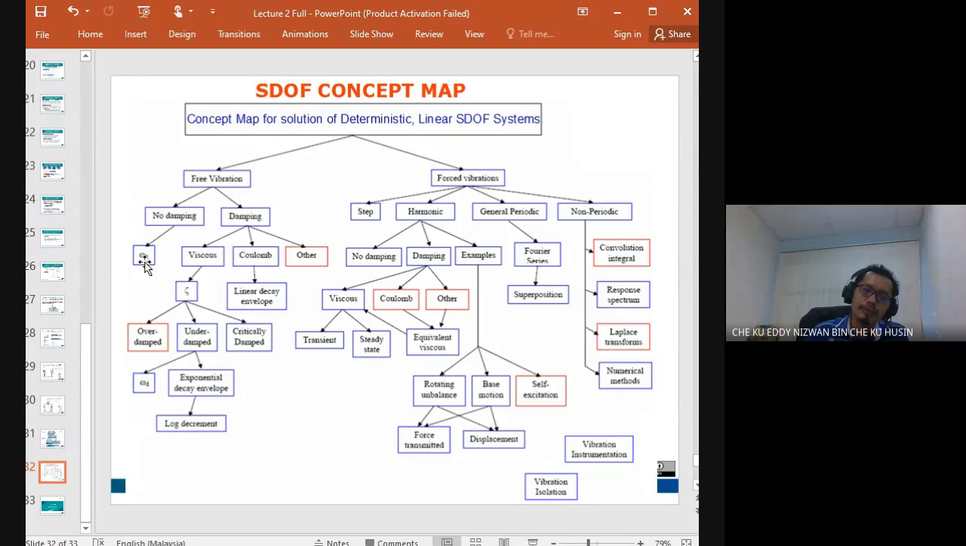What is the response? x equals A sin(omega n t plus phi). What is the amplitude and what is the natural frequency, and so on. And next we go for free vibration with damping, and then forced vibration, harmonics, with no damping and with damping. So that's all for this subject.